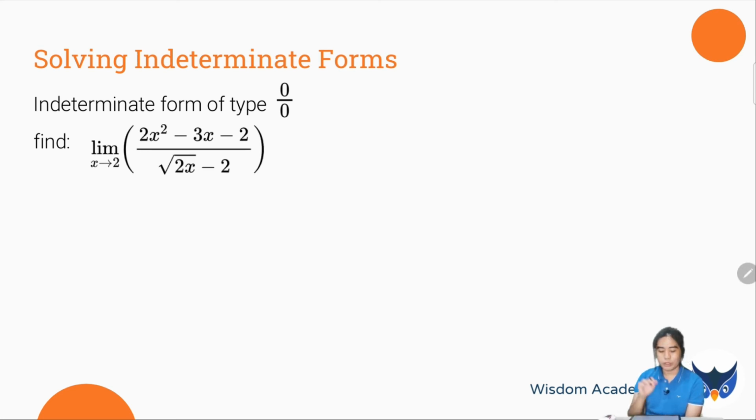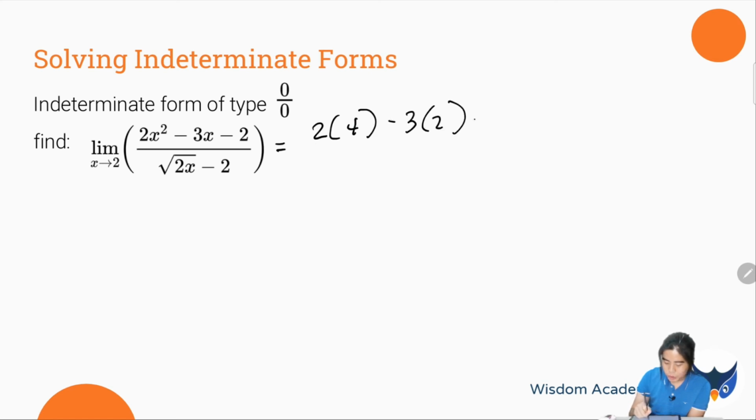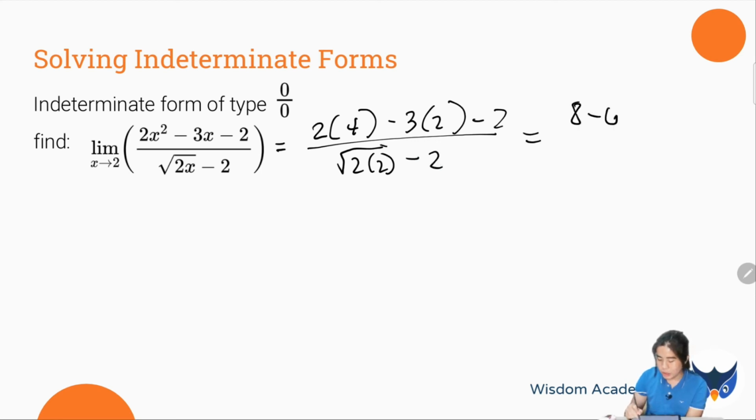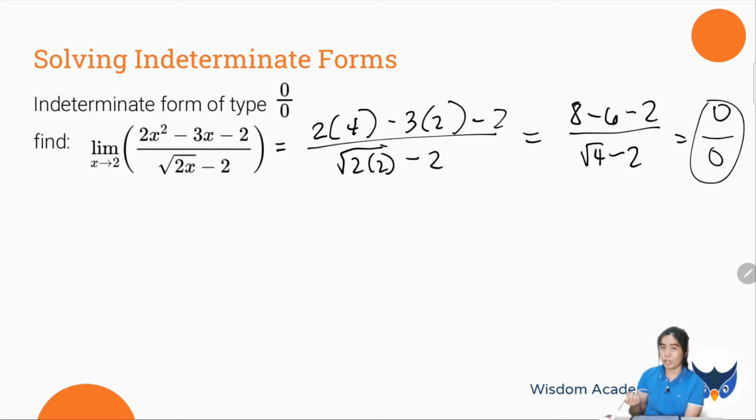So, another example. Ganun uli, try muna natin yung direct substitution. Equal to 2 times 4 minus 3 times 2 minus 2 all over square root of 2 times 2 minus 2. So, equal to 8 minus 6 minus 2 over square root of 4 minus 2. 8 minus 6 minus 2 is equal to 0. Square root of 4 is 2, minus 2, 0. So, again, 0 over 0 siya. Confirm muna natin na 0 over 0. Yun yung first step natin.